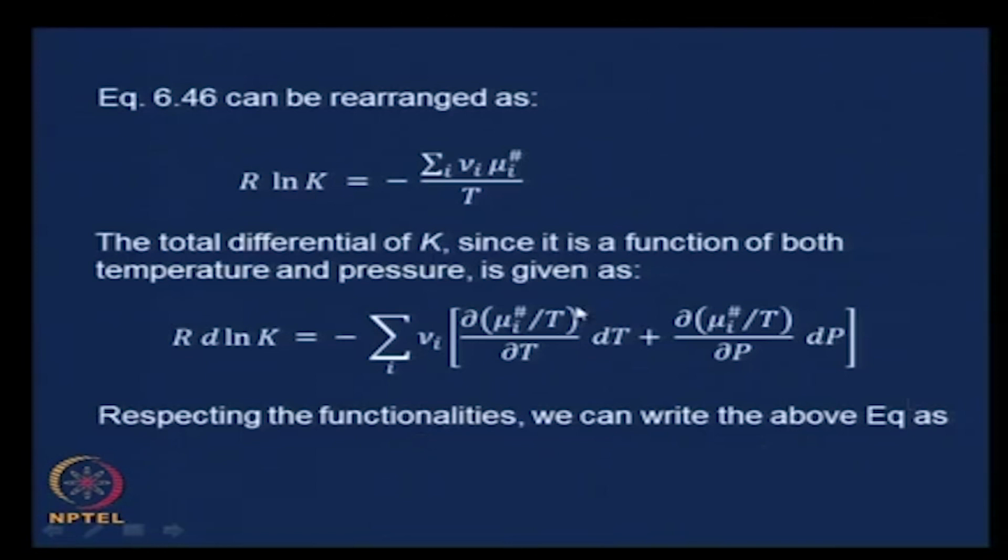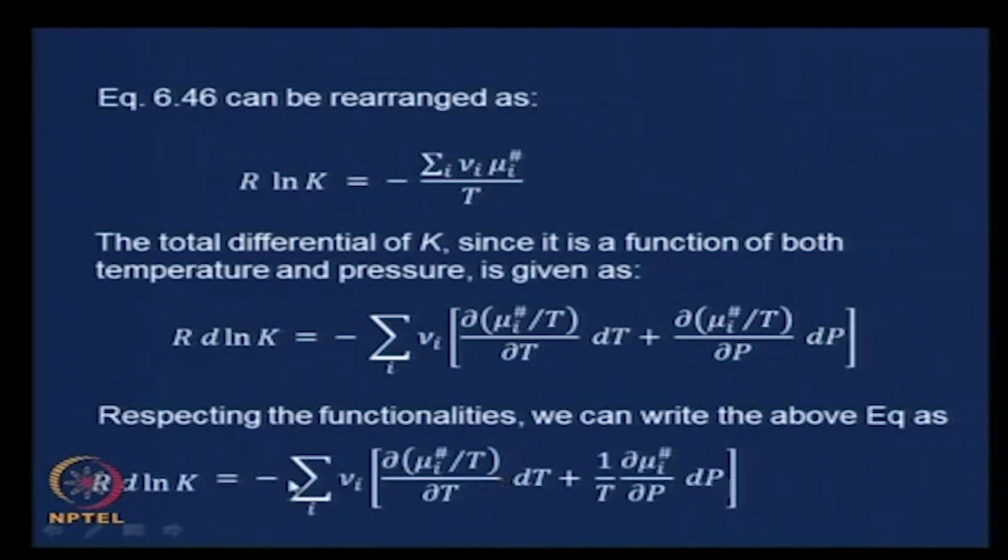Again respecting the functionalities, in other words just combining the various terms together, we can write this as R d ln k equals minus sum over i nu_i ∂mu_i hash by T, ∂T/dt, and this is not going to vary with pressure, therefore you can take 1 by T out as a constant here. So 1 by T ∂/∂P of mu_i hash dP. Let us call this equation 647.